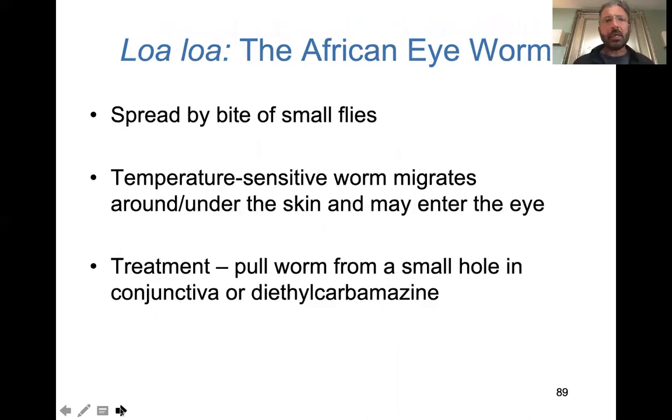All right, Loa loa, the eye worm, is spread by small flies. Another thing, this temperature-sensitive worm migrates around and under the skin and may enter the eye. So the worm is pulled from a small hole in the conjunctiva. Way back in the day, they used to thread a needle and hook it, then slowly rotate the needle, wrapping the worm around it and pulling it out. These things can get 5, 6, 7, 8 inches long if they're untreated.